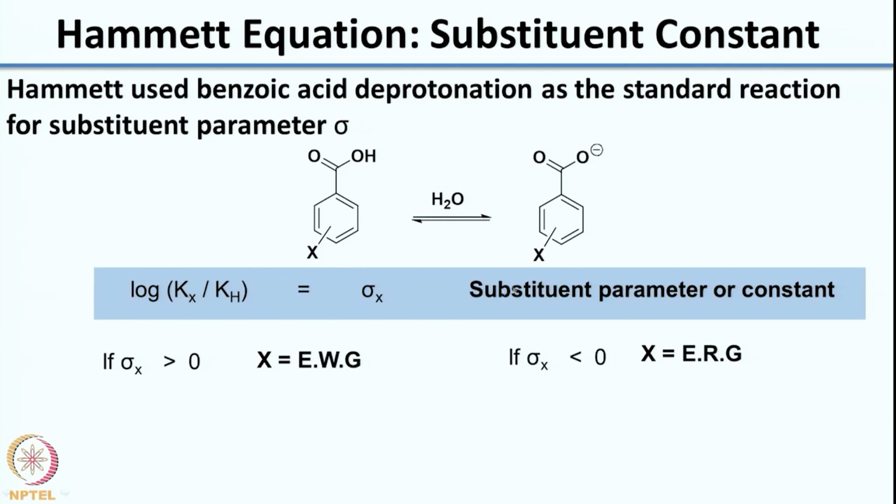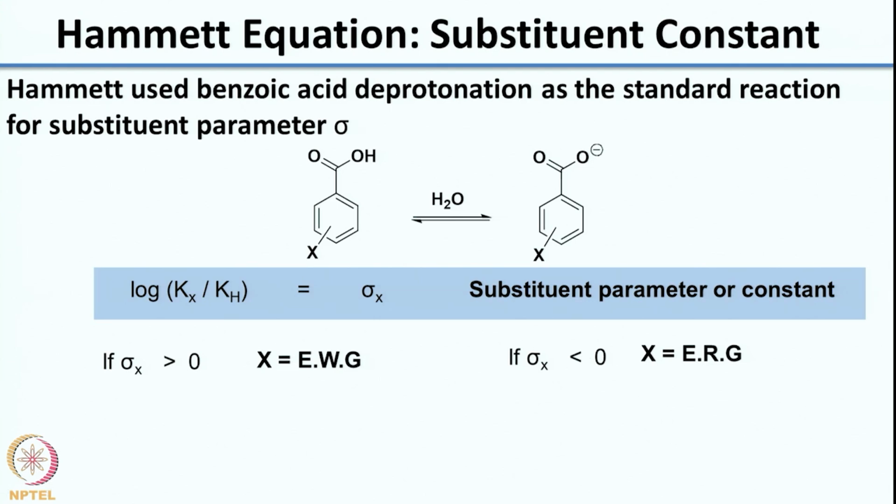So this is the equation that is given where you have log Kx over Kh, where Kx is the equilibrium constant for the substituent x and H is when you have no substituents. So this gives you sigma x, which is your substituent parameter or your substituent constant. And what we had seen is if sigma x is greater than 0, then x is an electron withdrawing group, because as you know electron withdrawing groups help in stabilizing the conjugate base here. And now if sigma x is less than 0, then you know that x is an electron releasing group because it destabilizes it.